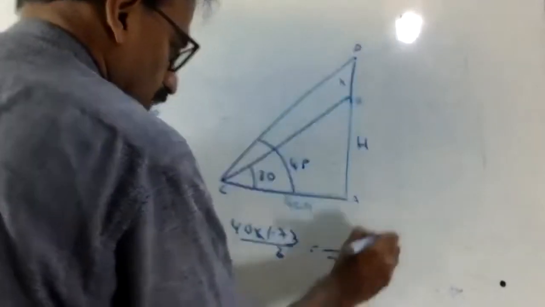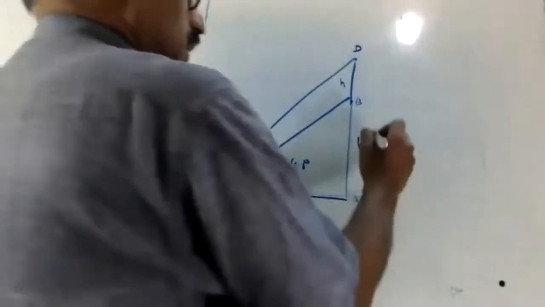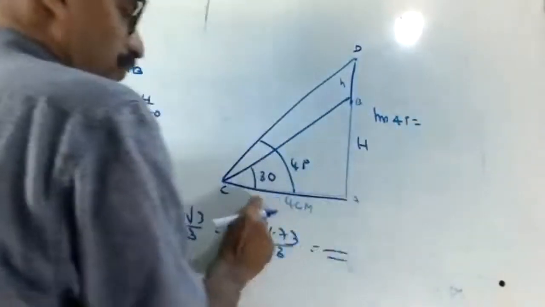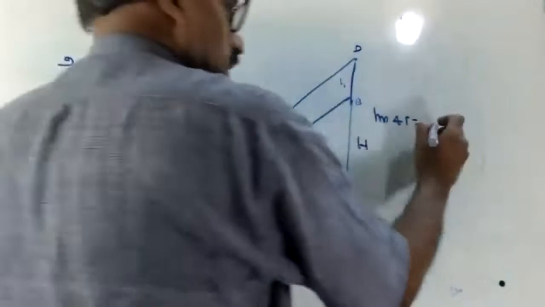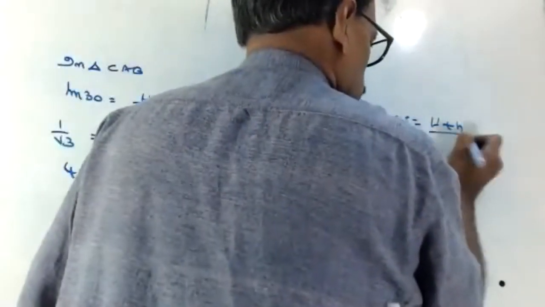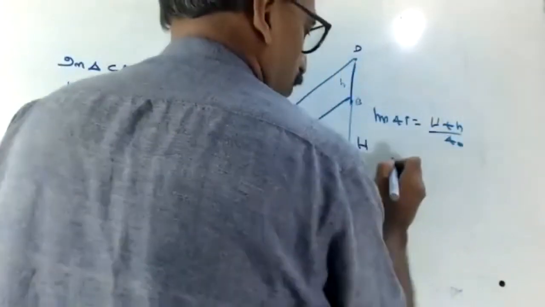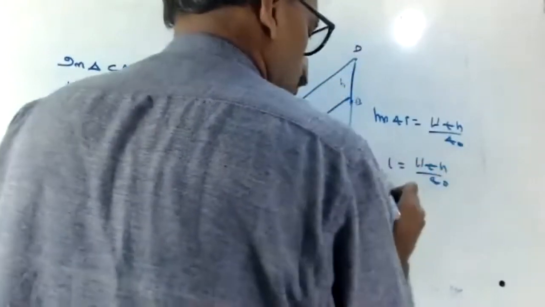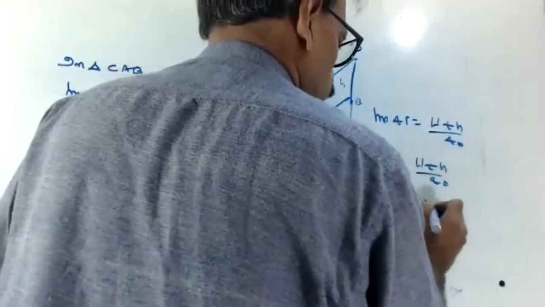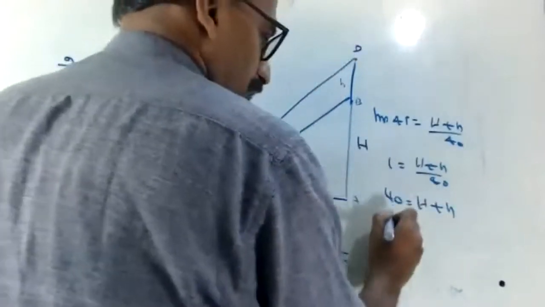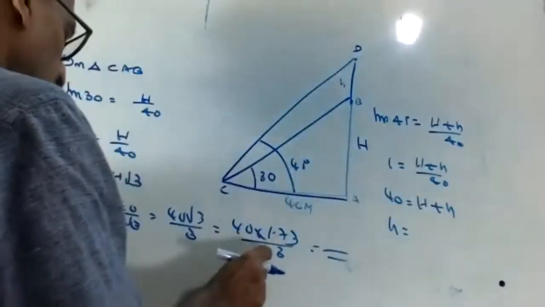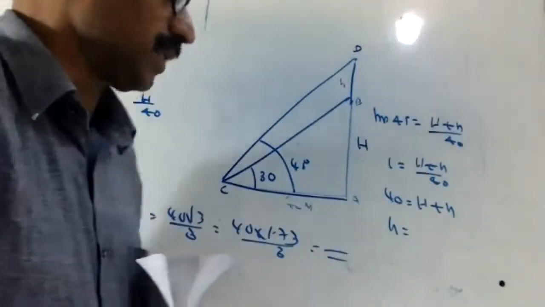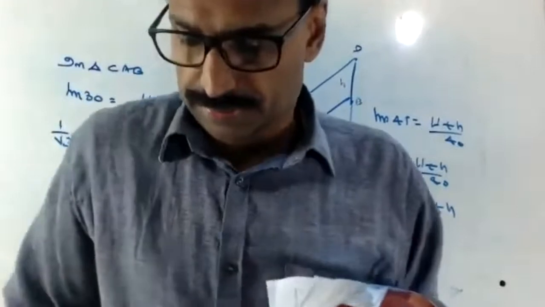You calculate that. Okay. Then next is tan 45. Tan 45 means H plus h by 40. Tan 45 is 1. H plus h by 40. So 40 equal to H plus h. You can find out h. From here you'll get capital H, then you can find out small h also. Okay, do first.